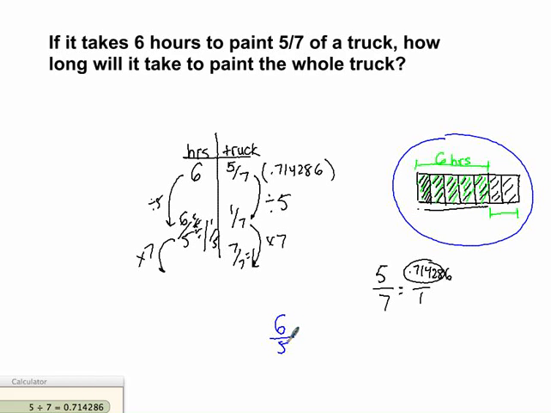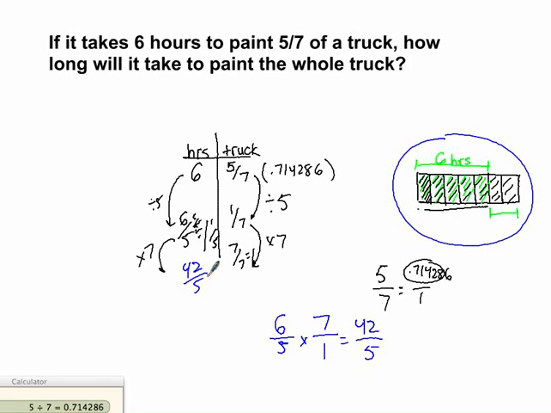This is where I've mentioned many times, every number is a fraction, every number is a decimal, every number is a ratio to something. Well, 6/5 times 7, which is 7 over 1. 7 once. Go across, 42 fifths. So it takes him 42 fifths hours to paint the whole truck.